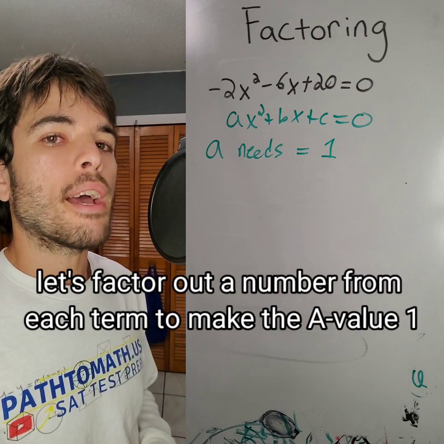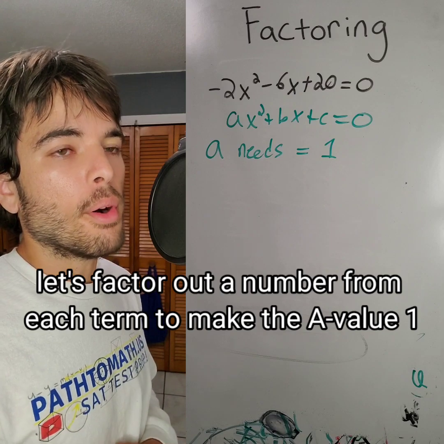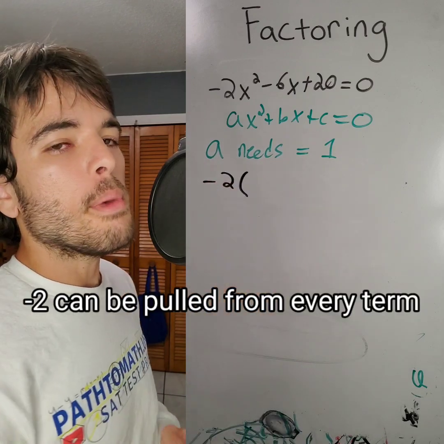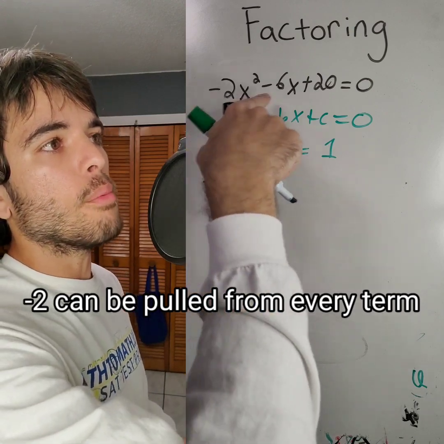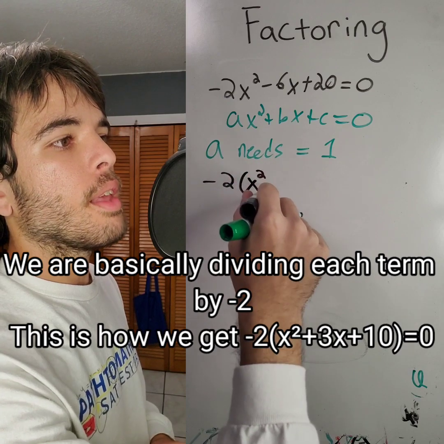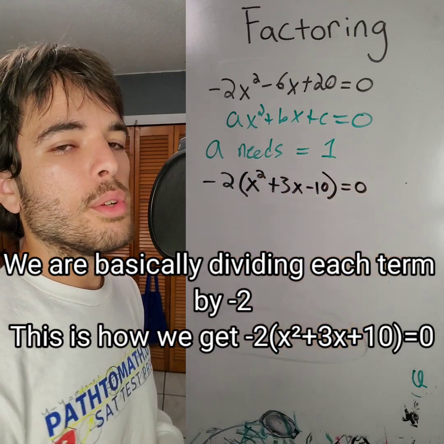So let's try and factor out, using the GCF, the greatest common factor, a number out of the entire polynomial. I know that -2 can be pulled out of every single term in this trinomial. So we have a positive x squared, a positive 3x, and a -10. And this is also equal to 0.